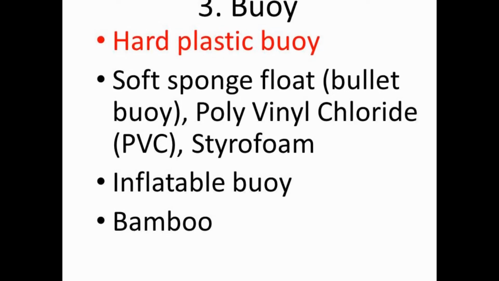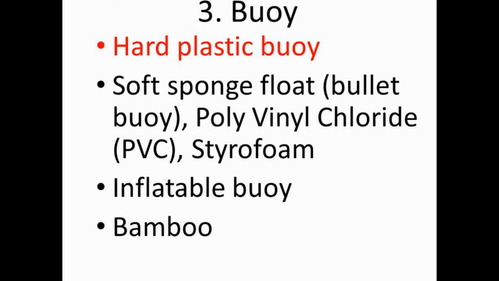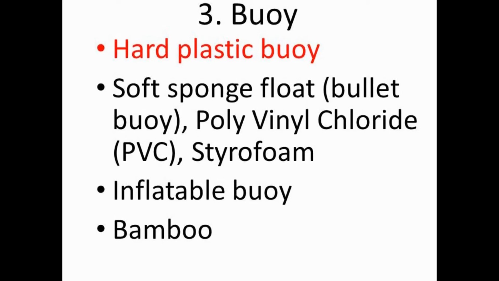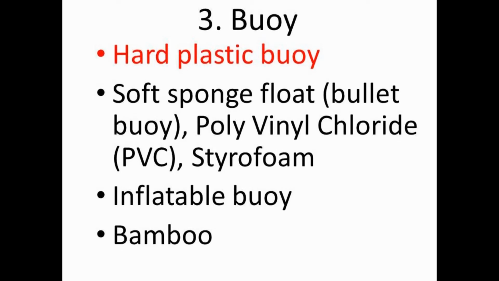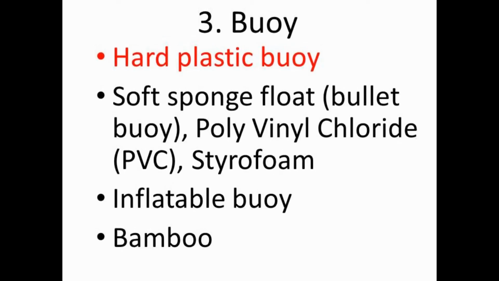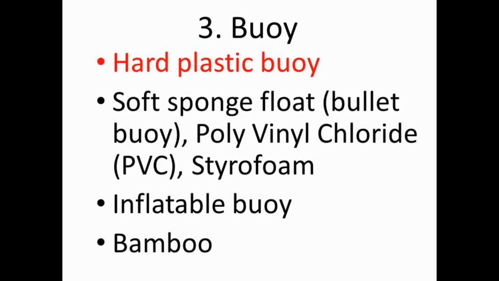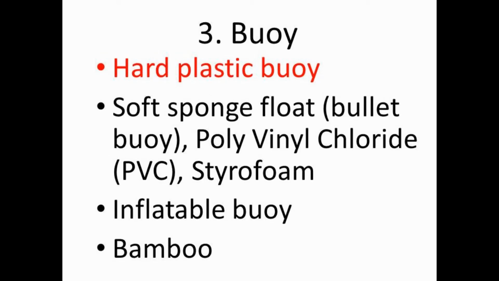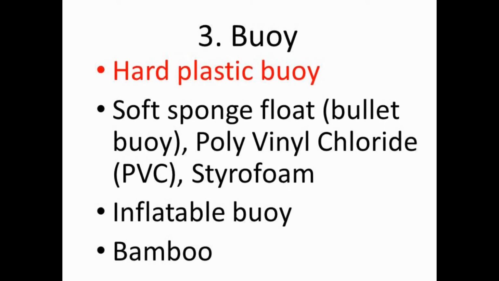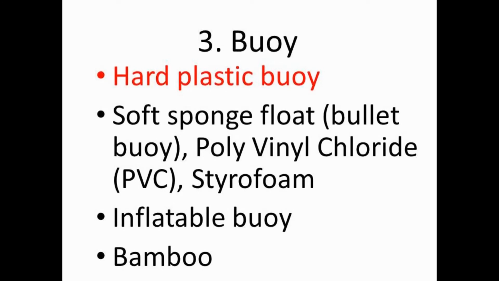The components of the FAD: hard plastic buoys, soft sponge, better known as bullet buoys, polyvinyl chloride, which is another type of buoy, styrofoam, inflatable buoys, and even local materials such as bamboo. All of these are different types of buoys which are used for FAD construction.